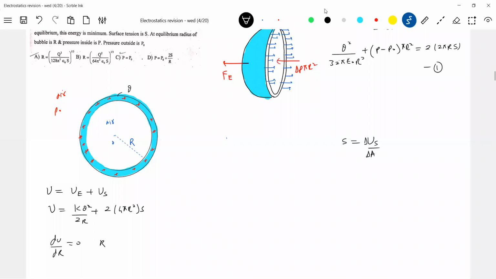Anybody's value? Q square by 128 pi square epsilon naught s, I think. Option A, yes, I'll take it. Pi square epsilon naught s. So this is the radius. So this value of r you substitute there and solve it. You'll get the relation between P and P naught.